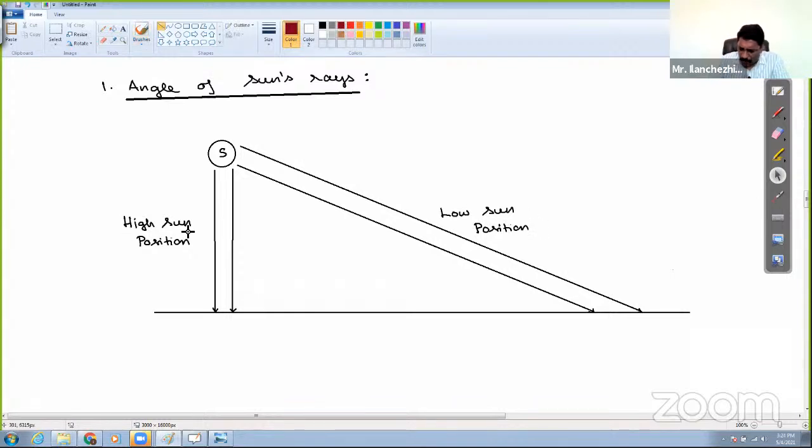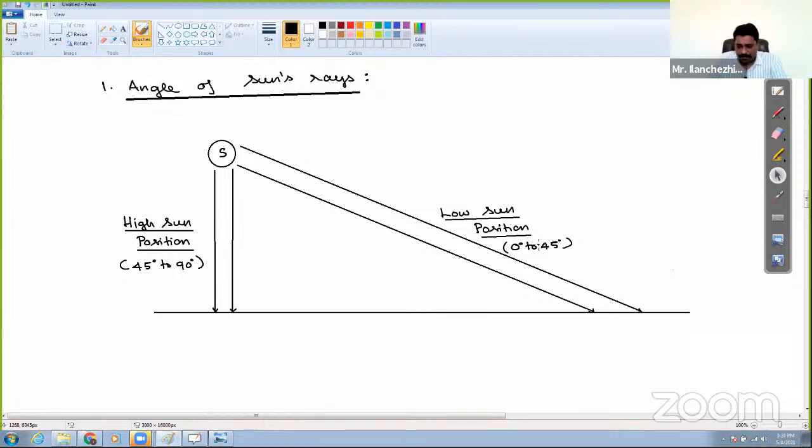So what is this high sun position, if you ask me, my friend? High sun position is that position of sun, just for our own understanding, any angle between 45 degree to 90 degree. Let me call them high sun position. Any angle that falls between 0 degree to 45 degree, my friend, let me call them low sun position. So approximately we have an idea of high sun position and low sun position.